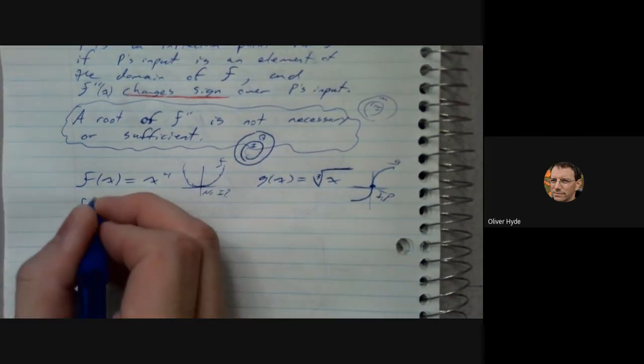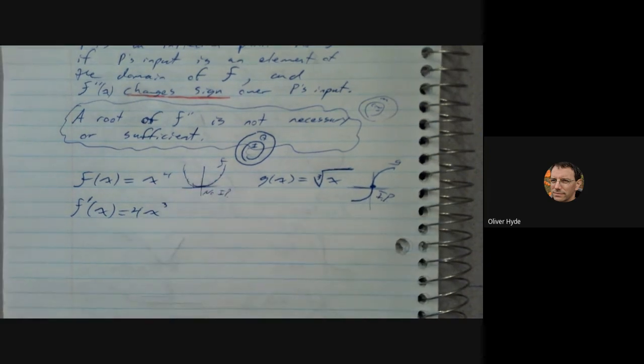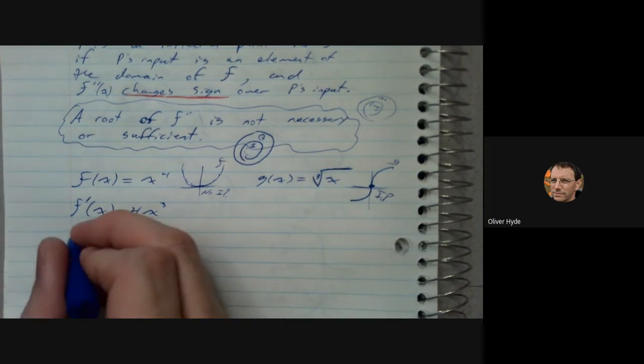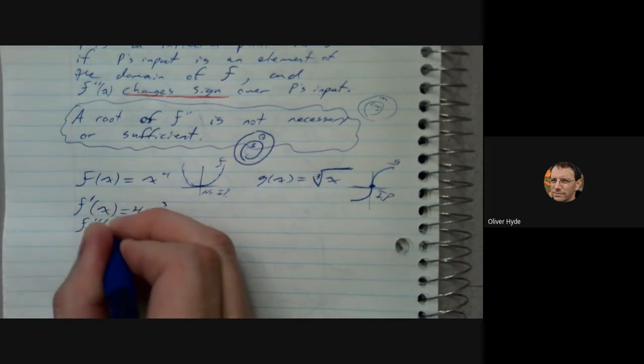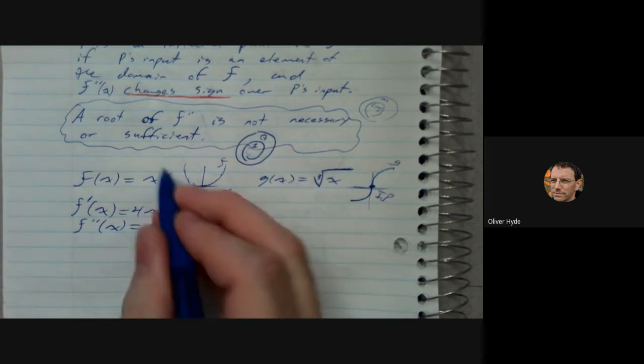See, the definition of an inflection point is closer to the definition of a turning point than a critical point. To have a turning point, you must have a change of sign of your first derivative. To have an inflection point, you must have a change of sign of your second derivative over an element of the domain of the original function.